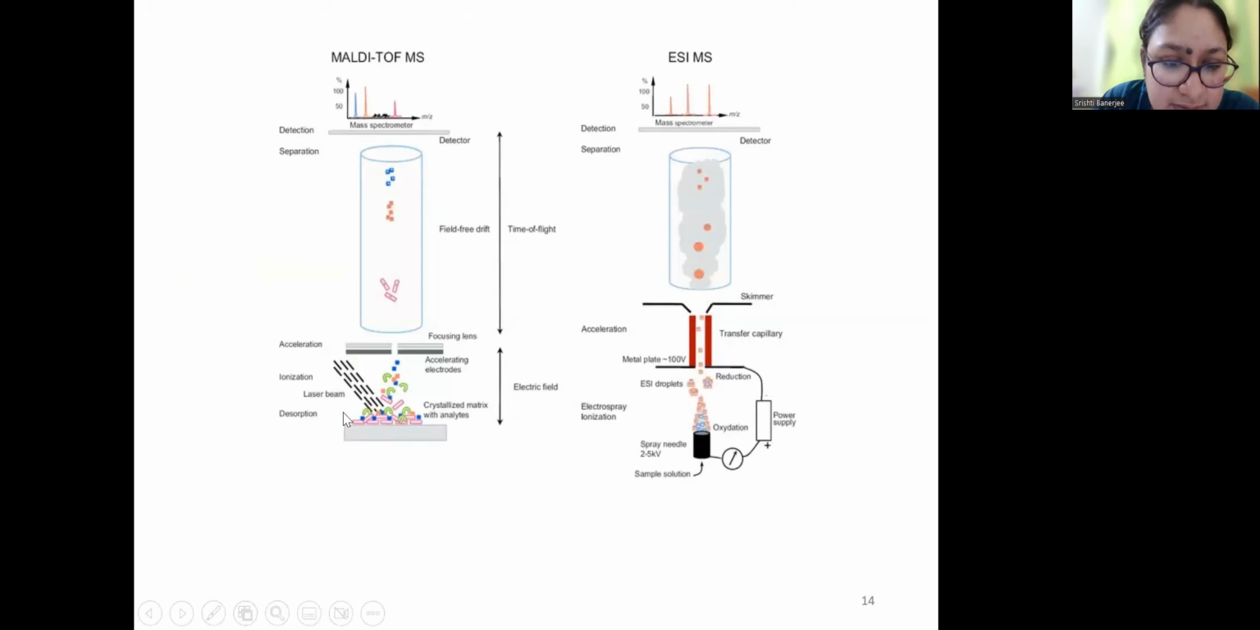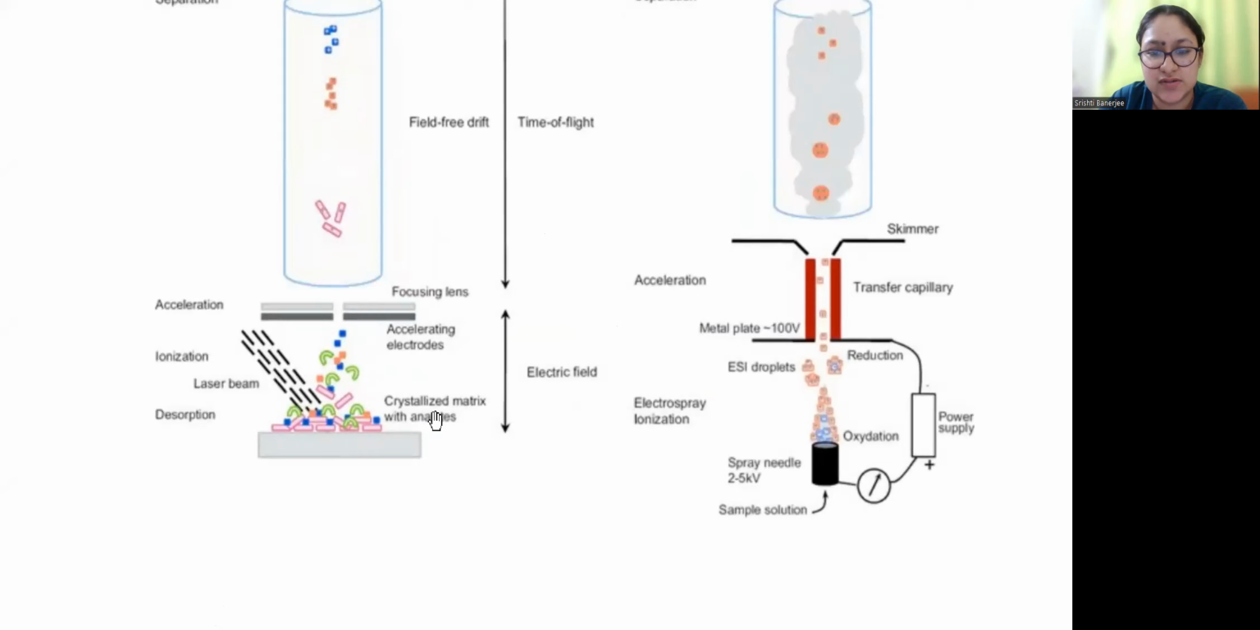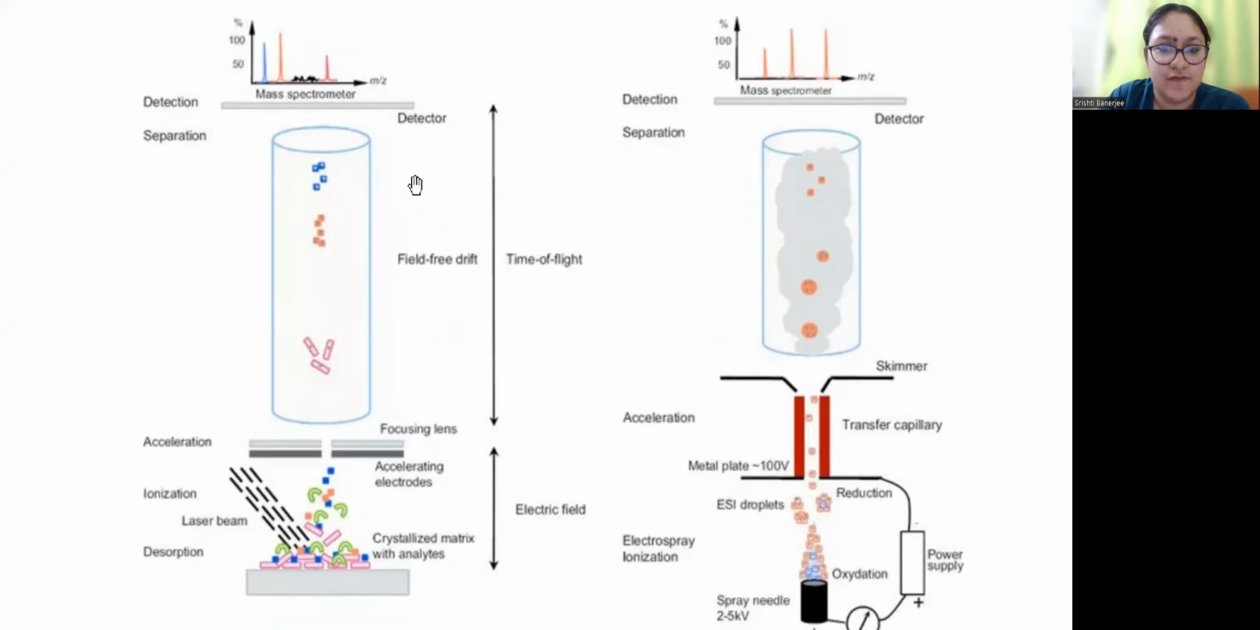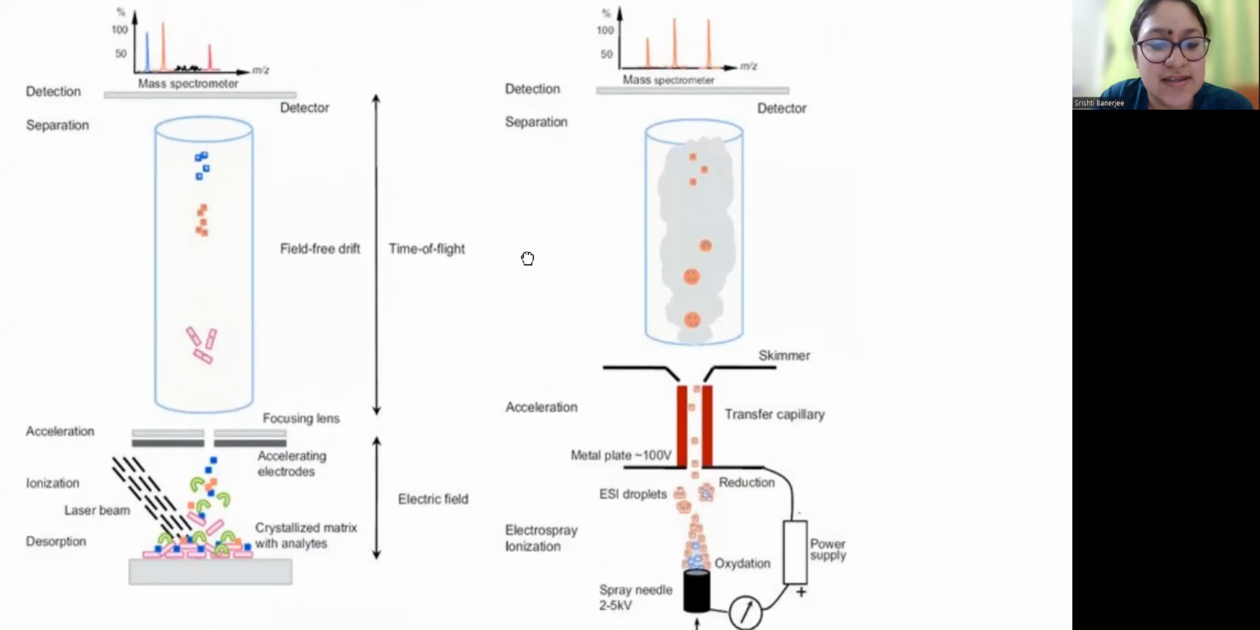So here is the desorption process of the crystallized matrix with analytes. If this picture is not clear, okay. So there is a field free drift, and then there's a detector. So here it is getting detected. What happens in case of ESI? There's something different known as time of flight.